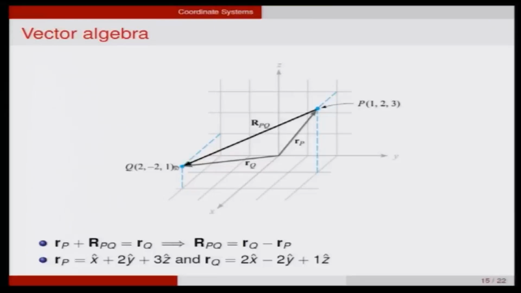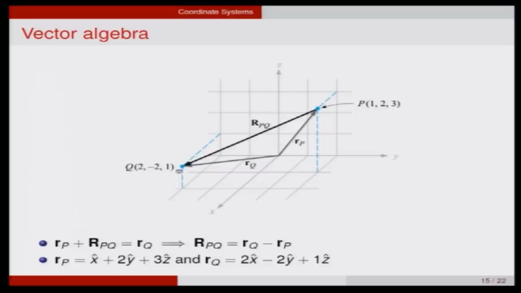Now, you have a vector rpq, okay, which is a vector directed from point P to point Q. This vector is not defined in terms of the origin. How are we going to describe this vector rpq? Here is where vector addition will come to my help. I know that this vector rp plus this vector rpq is equal to the vector rq.